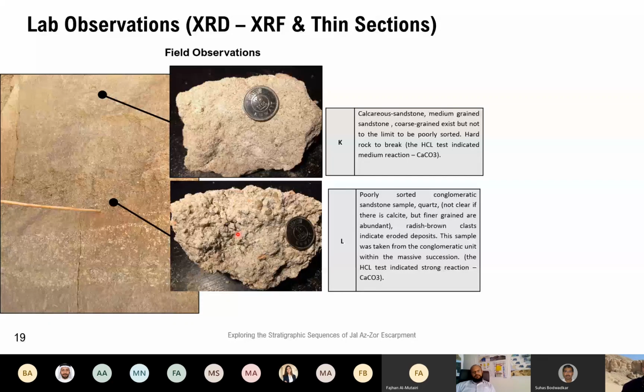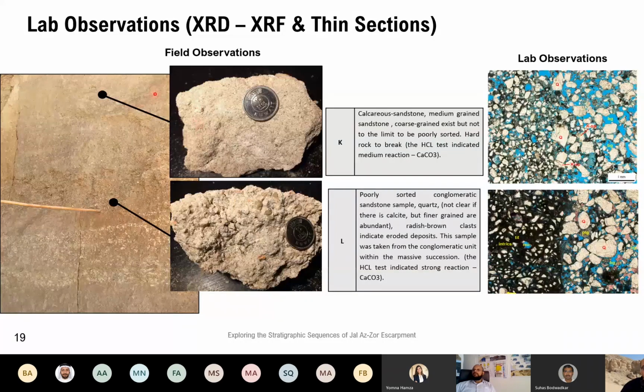This is when it comes to the field description, because you can see also here there is a contact or a surface of a contact that is filled in with these conglomeratic or pimply facies that is overlain by these clean units. So where is the complementation? It comes from the lab observation.